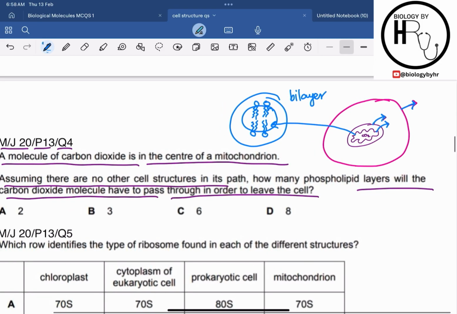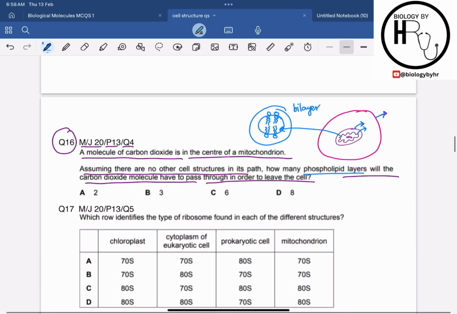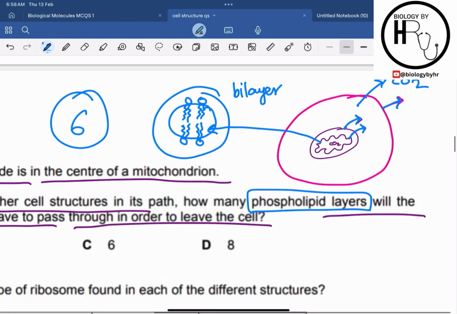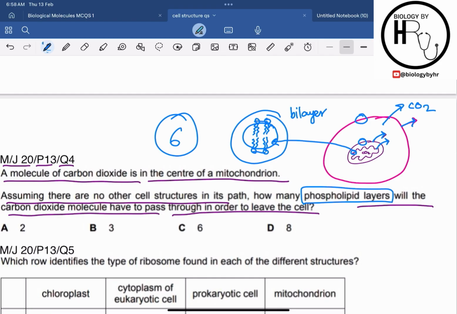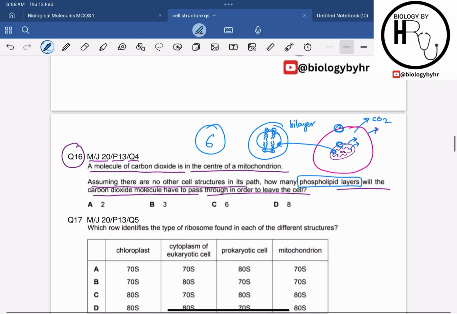So how many phospholipid layers is carbon dioxide going to pass in order to move out of the cell? It is going to pass six phospholipid layers. How six? Two of the inner membrane, then two of the outer membrane, and two of the cell membrane of the cell. One, two are from one membrane, then two from another membrane, and two from another membrane. So a total of six phospholipid layers the carbon dioxide must cross in order to leave the cell. Hence the correct answer is option C.